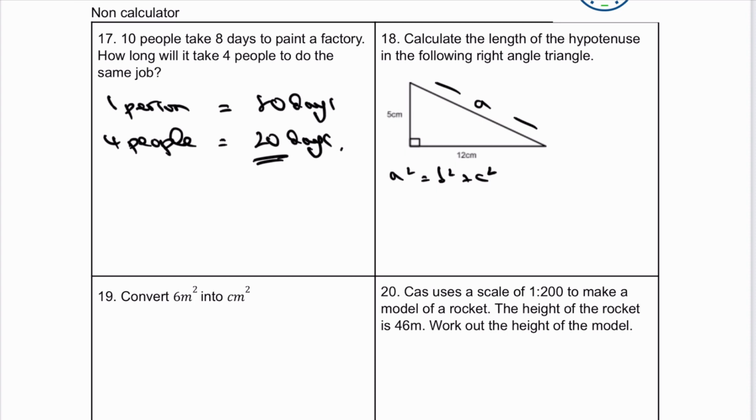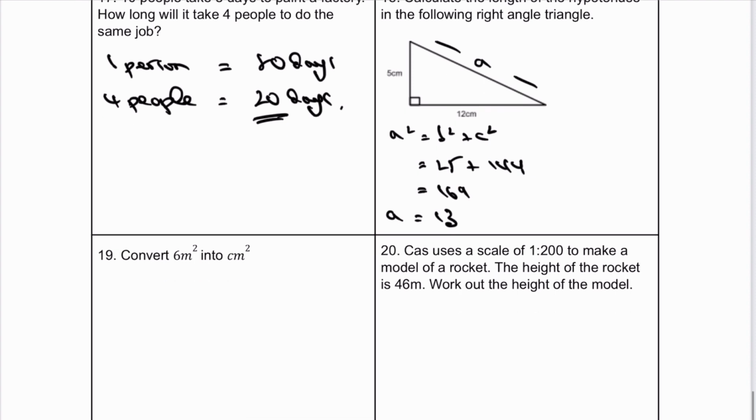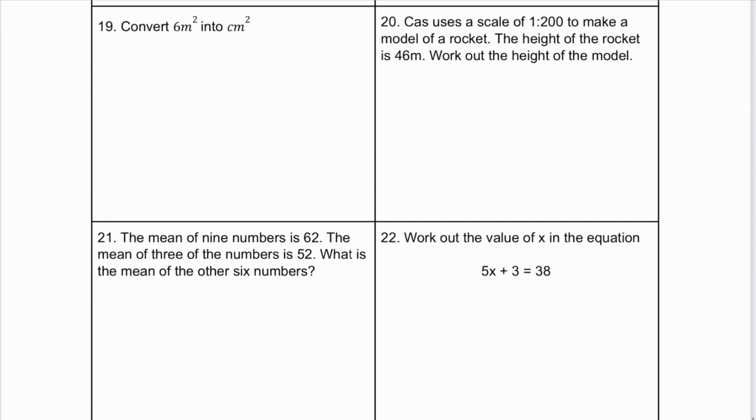Okay, so b squared, well that's 5, so that's going to be b squared is 25, and c squared is 12 squared is going to be 144, so that's going to equal 169, so therefore a must equal 13, which is the square root of 169. Okay, hopefully that's all right for you. Let's move on then to question number 19.